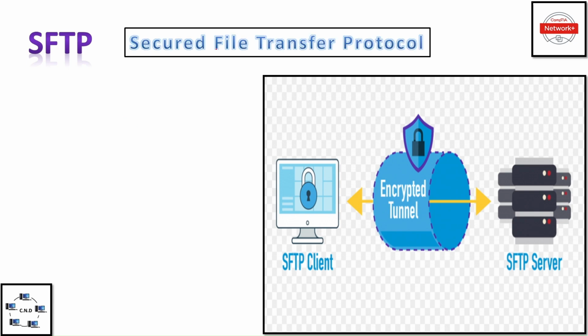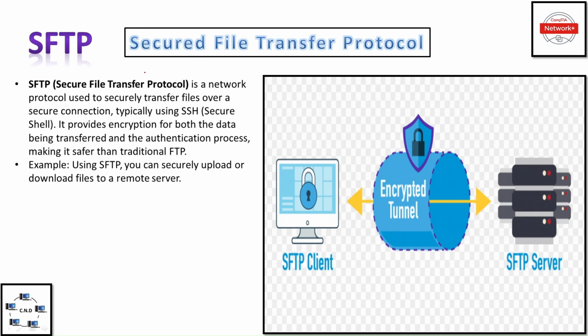SFTP or Secured File Transfer Protocol. So SFTP, Secure File Transfer Protocol, is a network protocol used to securely transfer files over a secure connection, typically using SSH or secure shell. It provides encryption for both the data being transferred and the authentication process, making it safer than traditional FTP. For example, using SFTP, you can securely upload or download files to a remote server.